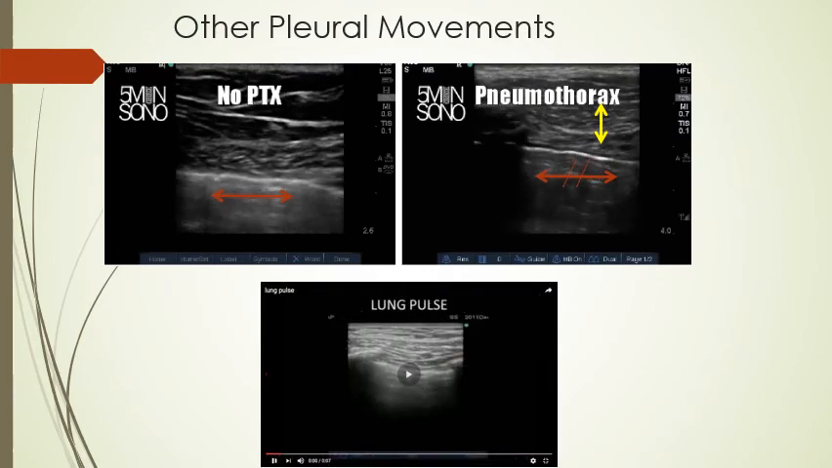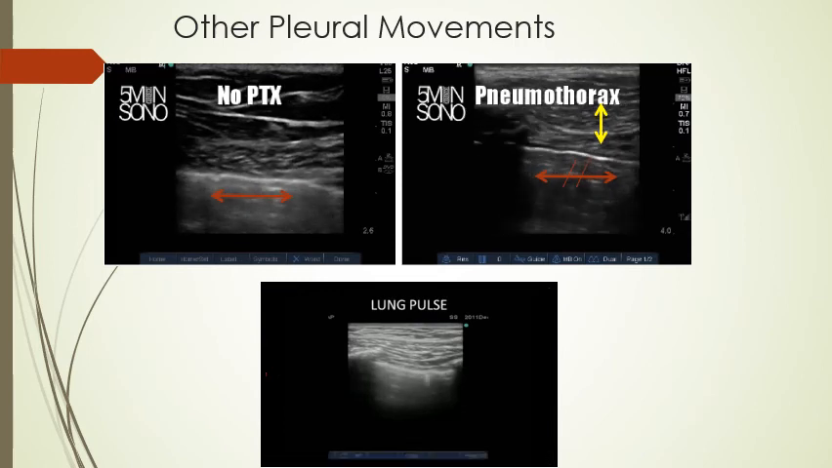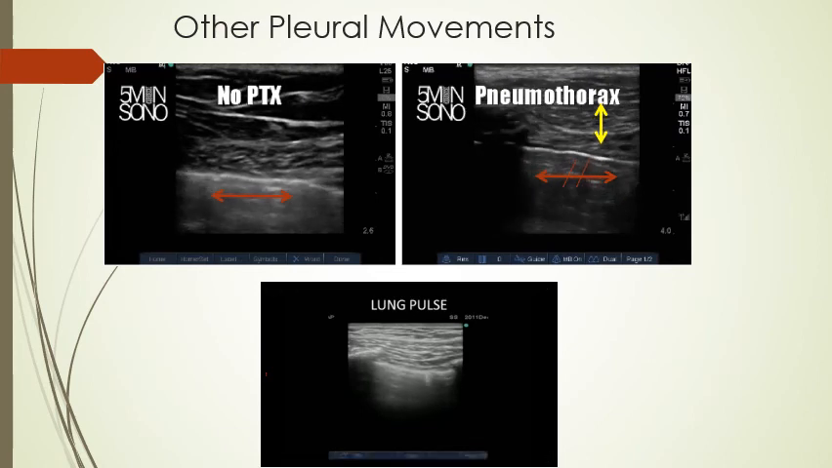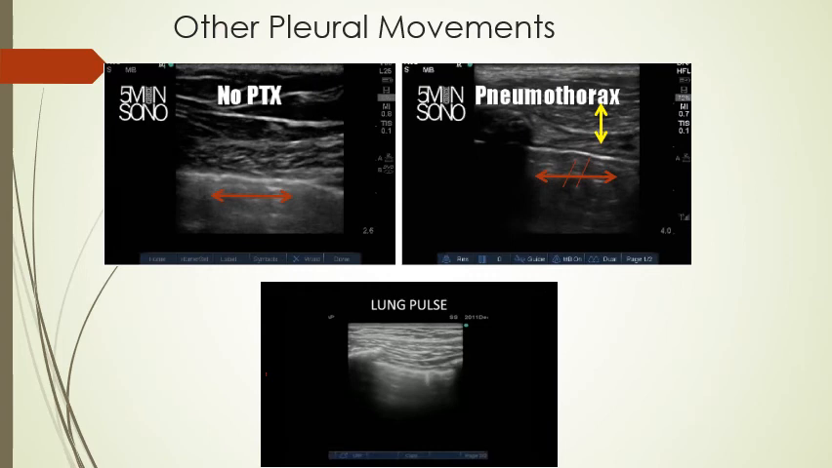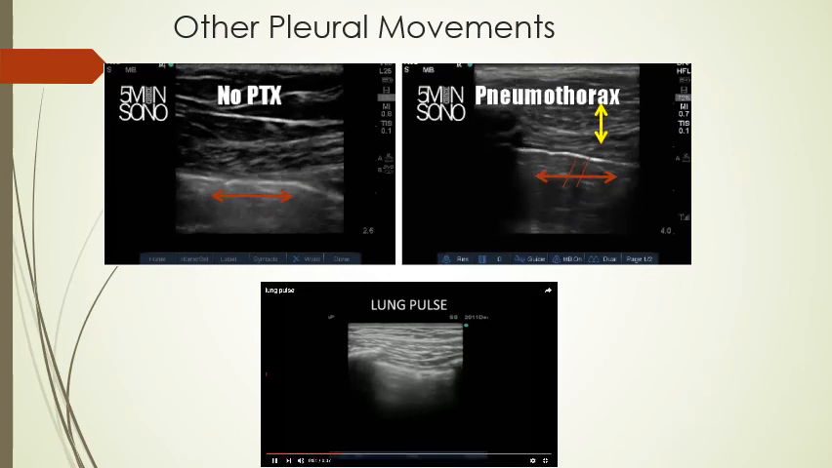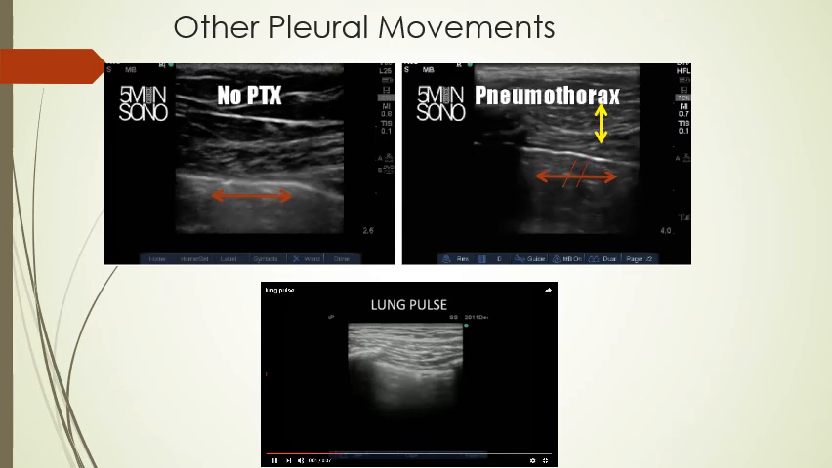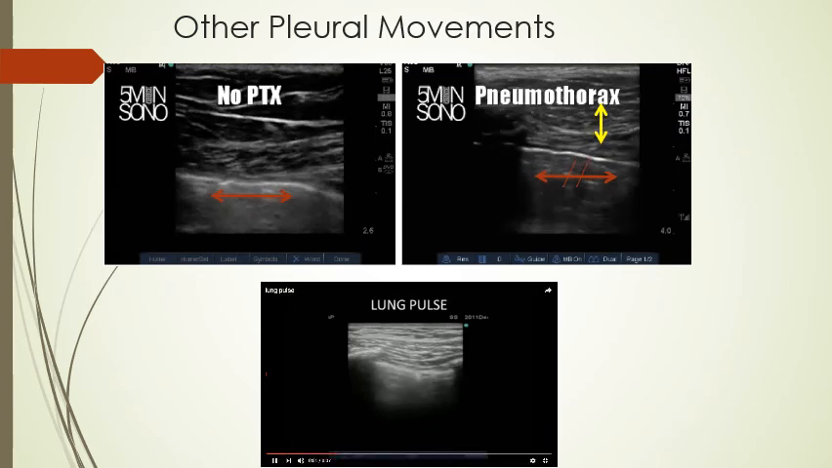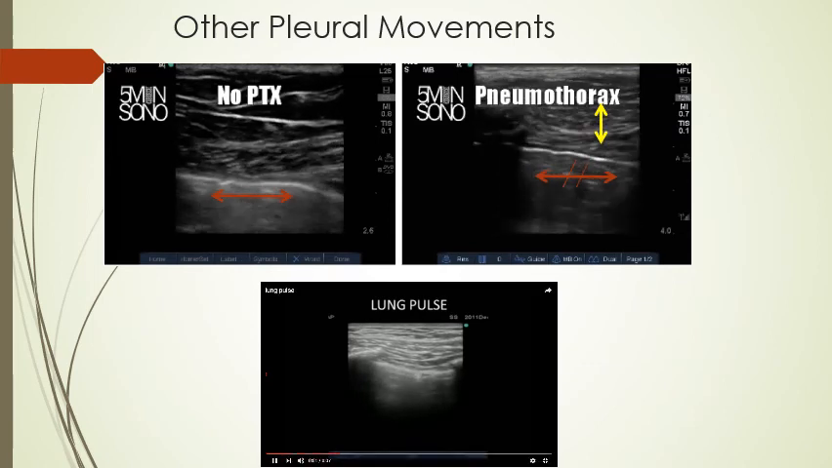Another situation that may look similar to lung sliding is the lung pulse. In this case, there is back and forth movement from left to right of the pleural line. However, as we see here, it is a very pulsatile movement, and it is very brisk, and it corresponds to the patient's heart rate. The lung pulse is actually created by the transmission of cardiac impulses across the chest wall all the way to the pleural line. This will be further discussed in later chapters.